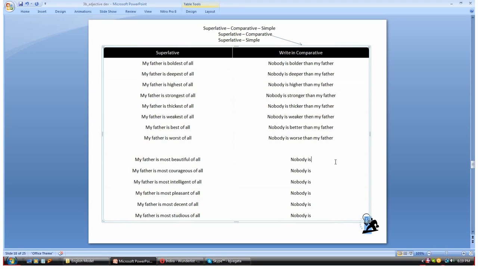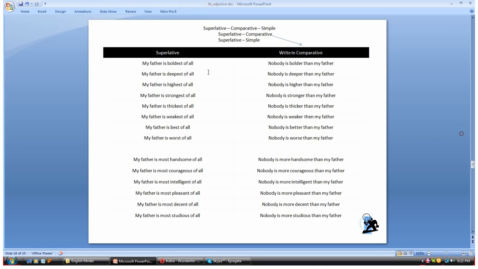Next one. Well, we'll change it. This is not beautiful; we'll make it handsome. Who is most handsome of all? So what is the comparative for most handsome? Nobody is more handsome than my father. "Than" is the keyword for comparative. Got it? Right. Next one. My father is most courageous of all. What is the comparative for most courageous? Nobody is... what's the comparative for most?